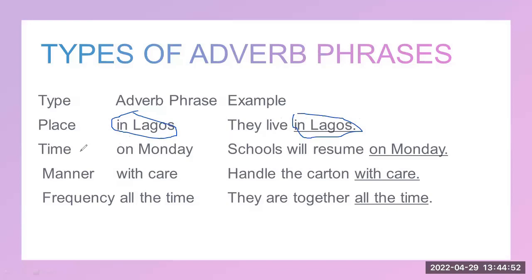Then we have the adverb phrase of time. For example, on Monday, it's an adverb phrase of time. For example, schools will resume on Monday. How do we know it's an adverb phrase of time? We know that because, of course, it tells us the time.